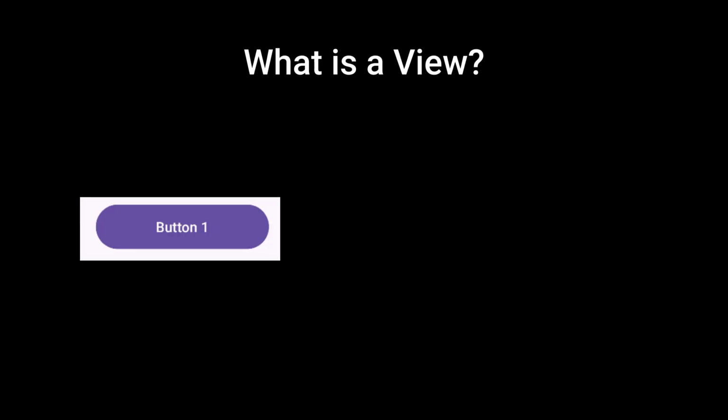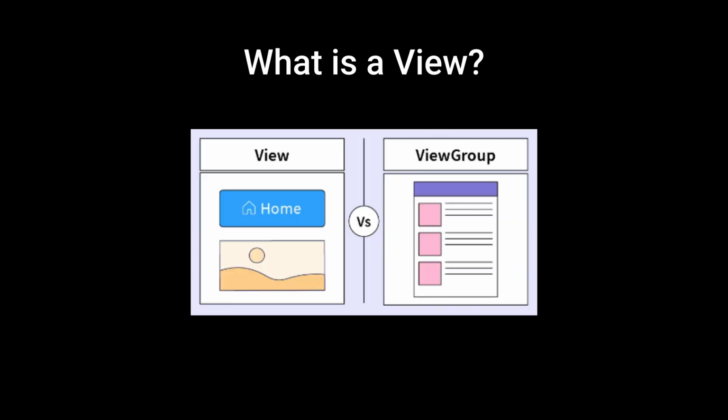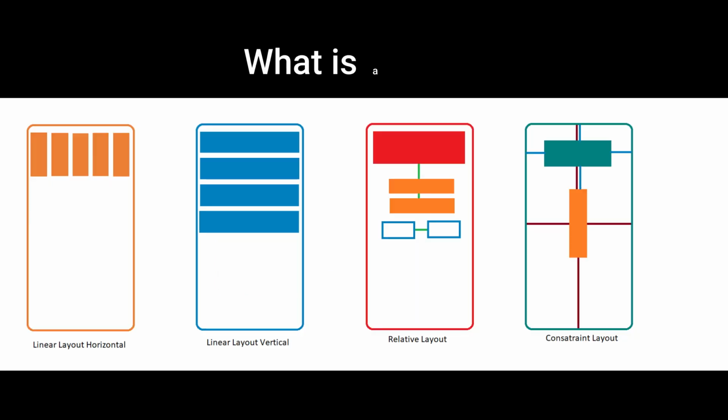A view is a component that is visible to the user, like a button, a text field, or an image. Every element of the UI in an Android app is either a view or a view group, which holds other views. Layouts are a crucial aspect of designing a user interface.